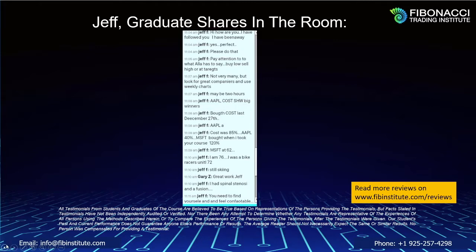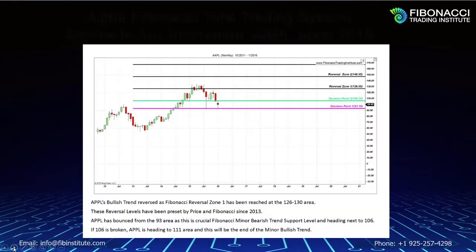So Jeff 76, as you can see, stopped by the room recently. He finished the course in 2018, and as he reports, pay attention to what Alpha says: buy low, sell high at targets. He says he may be spending maximum 2 hours in front of the screen every week trading Apple, Costco, SHW. Reporting Costco was 85%, Apple 40%, Microsoft 120%. 76 years old, he fired his financial advisor and is managing his own portfolio. That's it. If Jeff can do it, so can you.